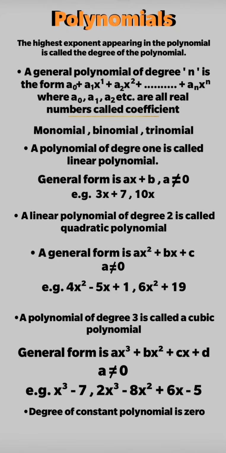Students, note that the degree of a constant polynomial is 0 and the degree of the zero polynomial is not defined. A constant polynomial is a polynomial independent of x, just a real number, and the zero polynomial is the real number 0. So the degree of a constant polynomial is 0 and the degree of the zero polynomial is not defined.